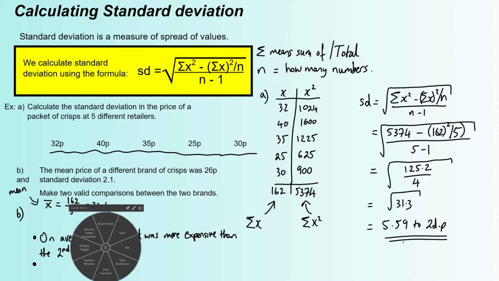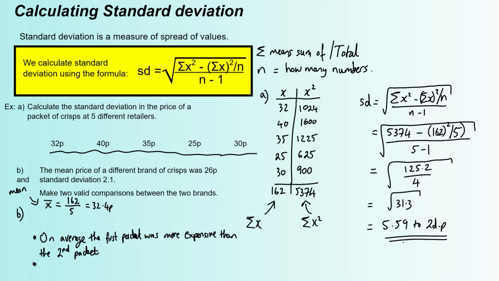And we're also looking for a numerical comparison here. So we're saying, okay, 32.4 pence is greater than 26 pence, just to show that we've compared those two values. The next thing is looking at the standard deviation. So the standard deviation for our first one was 5.59, for our second is 2.1. The bigger the standard deviation, the more spread out the values are, the more varied. So that's what we're looking to communicate.